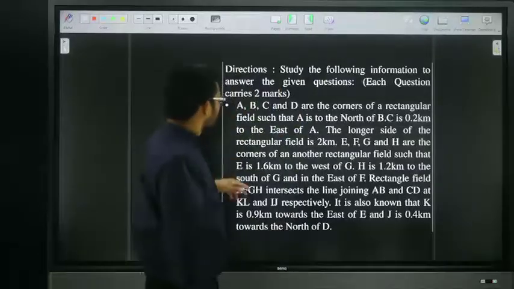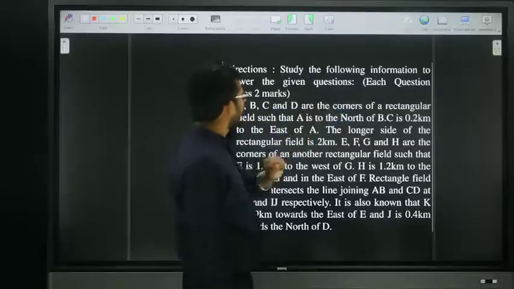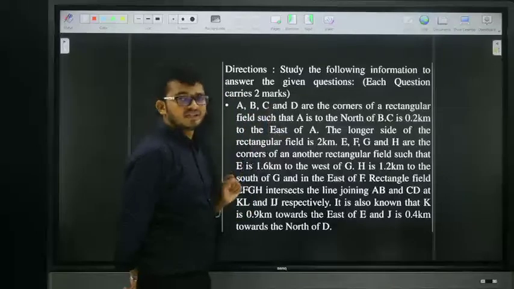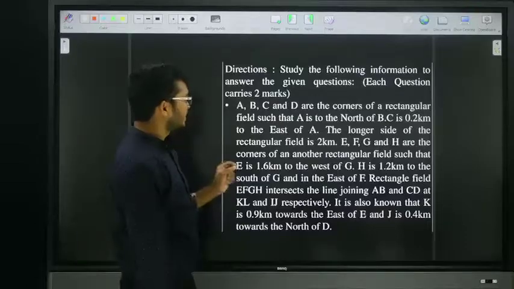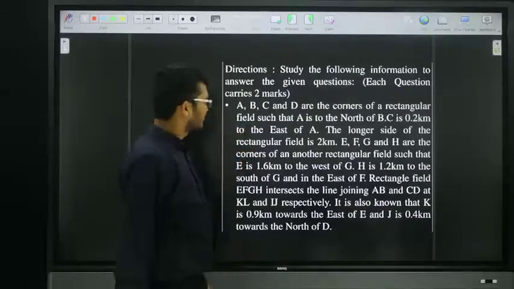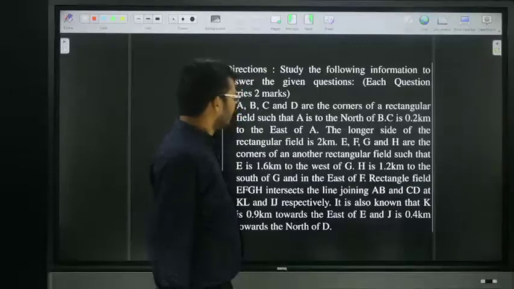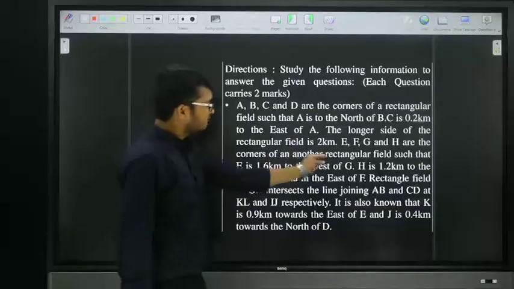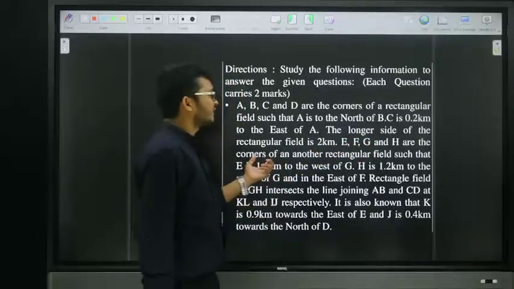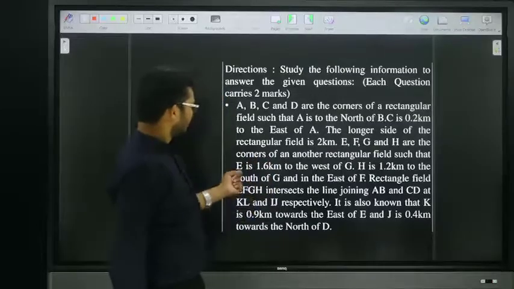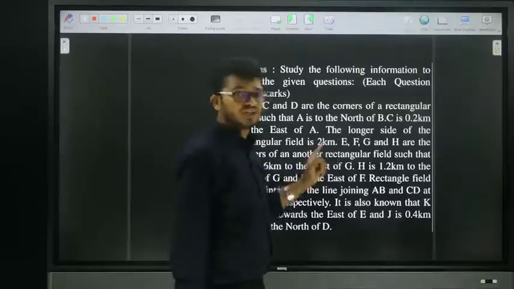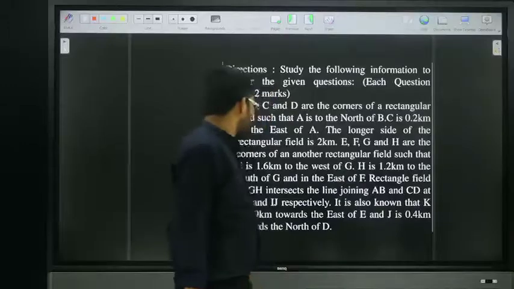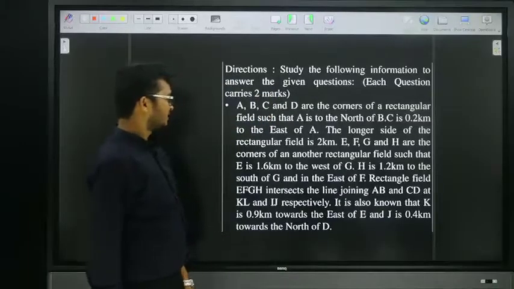See here. Friends, in total we have A, B, C, D as the corners of a rectangular field, such that A is to the north of B. C is 0.2 km to the east of A. The longer side of the rectangle field is 2 km. Next, E, F, G and H are the corners of another rectangular field, such that E is 1.6 km to the west of G. H is 1.2 km to the south of G and to the east of F.